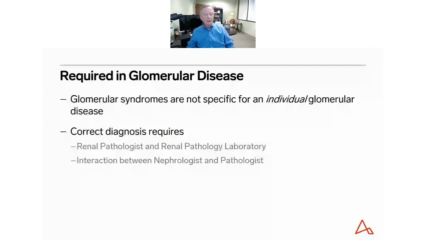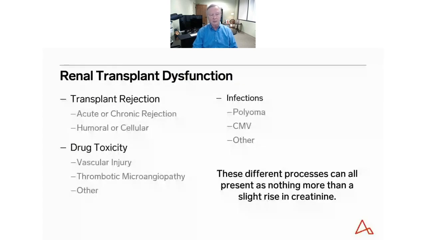If you're going to do a renal biopsy, you need a renal pathologist with a real renal path laboratory, and you must have good interaction between the person requesting it, the nephrologist, and a pathologist who understands what's going on with kidney disease. I just wanted to highlight, we're not going to talk about this very much.